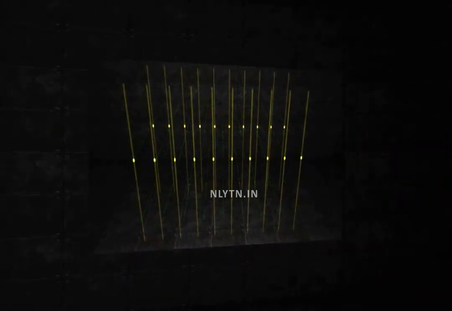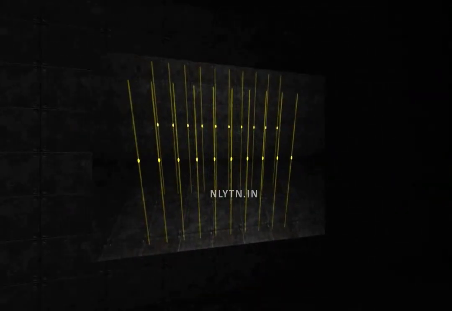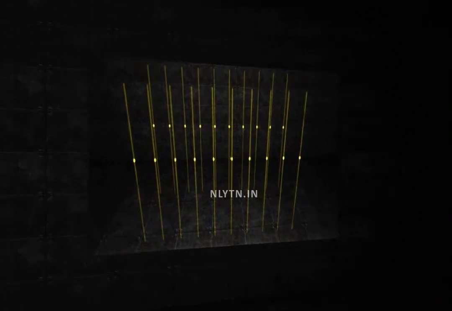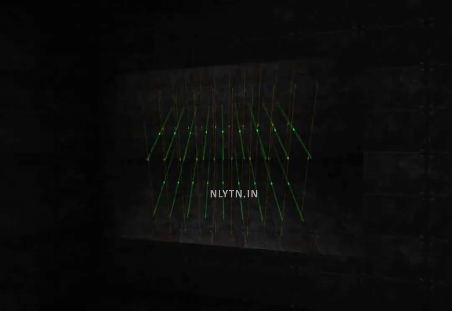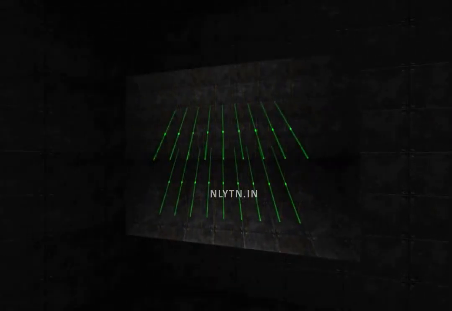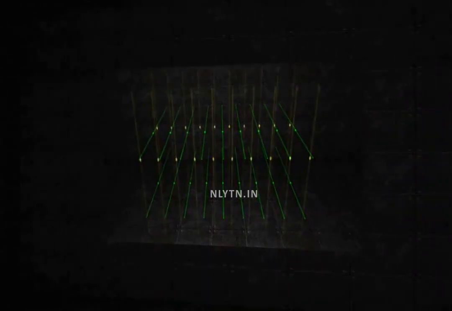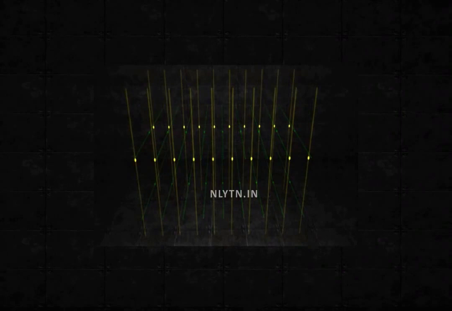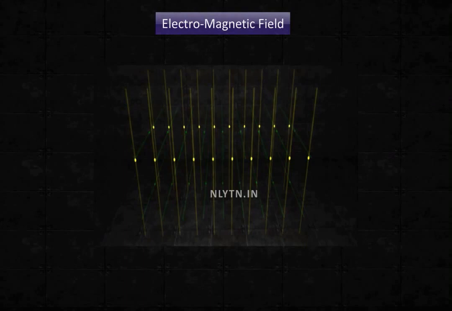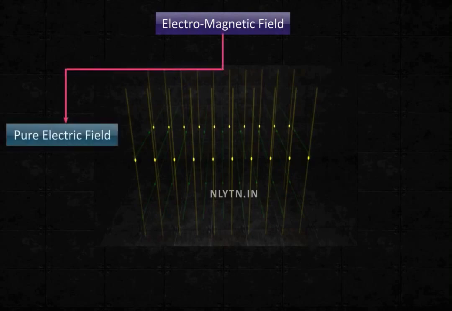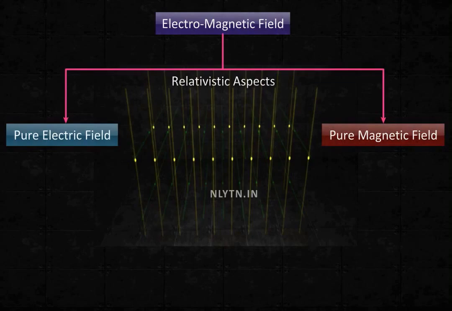Similarly, what we may see as a pure electrostatic field in one frame of reference and a pure magnetostatic field in another frame of reference is actually a complex entanglement of both, which we call an electromagnetic field. That is, it is an electromagnetic field which is perceived as only electric and only magnetic field in special situations.